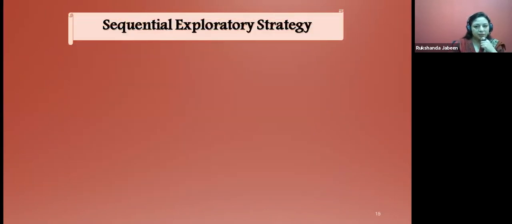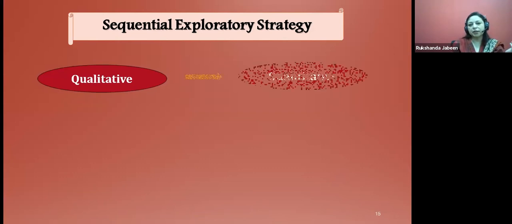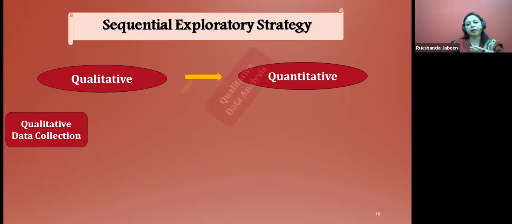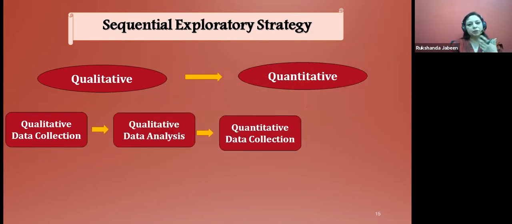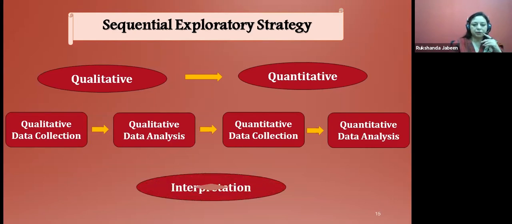Okay. Then comes the sequential exploratory strategy. It's just vice versa. It's opposite to explanatory, where the qualitative data collection and analysis is done before the quantitative data collection and analysis. In case of explanatory, we collected and analyzed quantitative data earlier, but here in exploratory, what we are doing? Interviews may be conducted earlier, and then it leads to the survey questionnaire. And then the interpretation takes place.